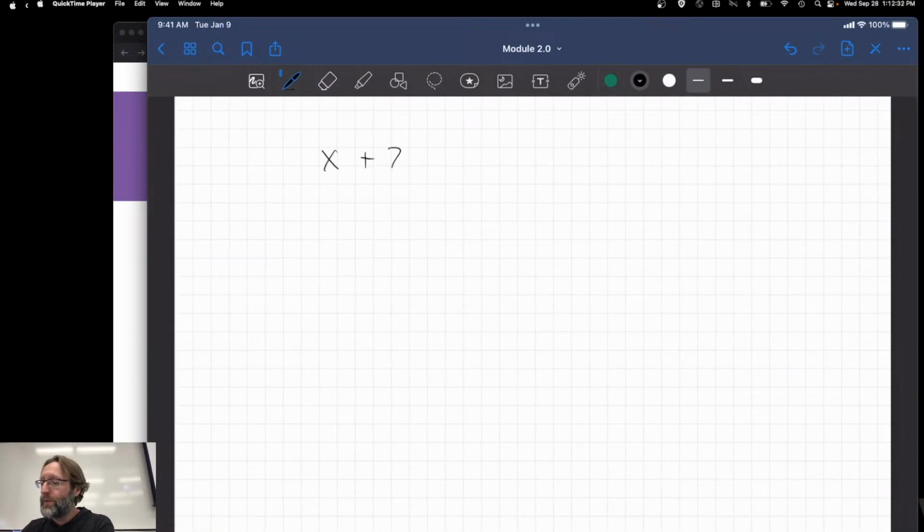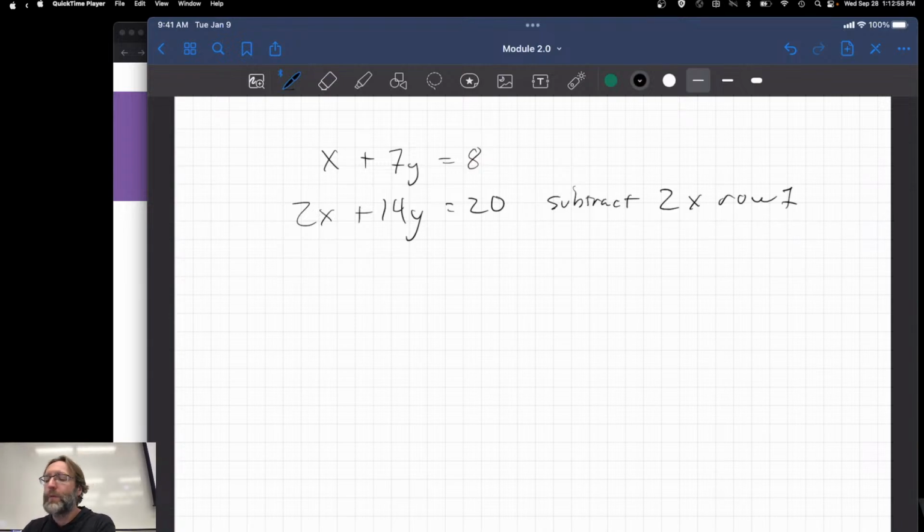Let's look at one other. x plus 7y is equal to 8, and 2x plus 14y is equal to, I don't know, 20. Doesn't matter. Do the same trick. Subtract 2 times row 1 from this row. What do you get? 0 is equal to 4. Is that true? No. This is an inconsistent system.